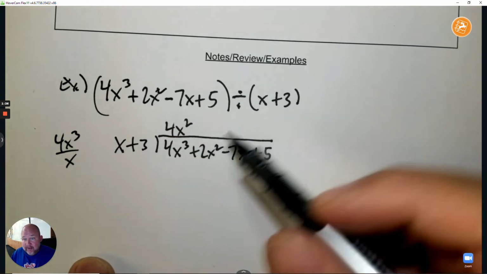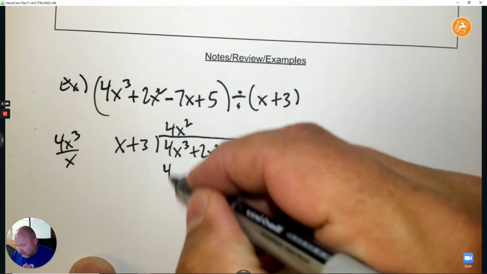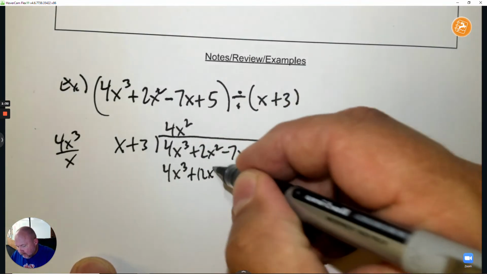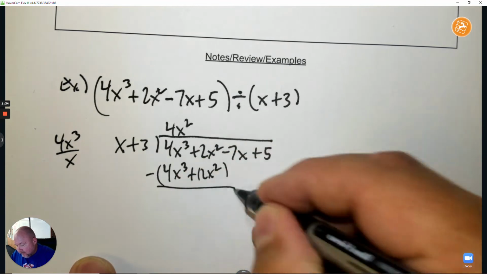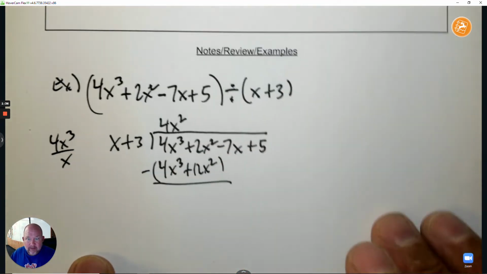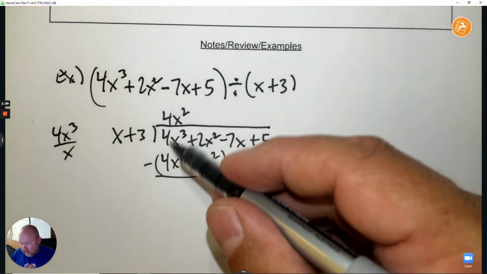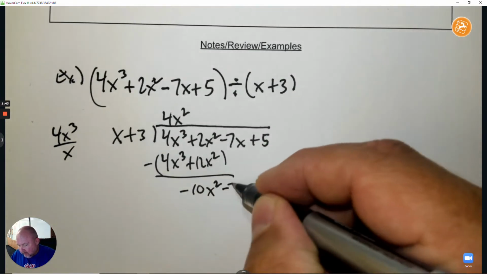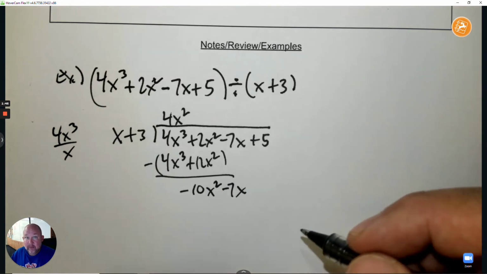Now we're going to multiply. So 4x squared times x, 4x squared times 3, and then subtract. If you're going to make a mistake, unfortunately, it's probably going to be here subtracting. So when we subtract, they eliminate, 2 subtract 12 is negative 10. Be careful how you do it, and then bring down the next term. And we do it again.